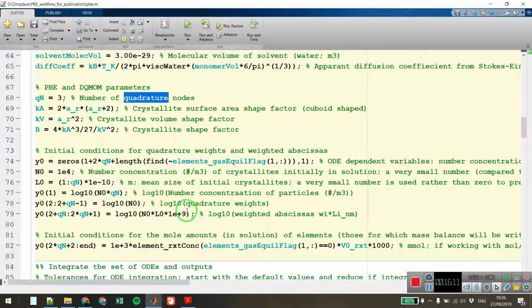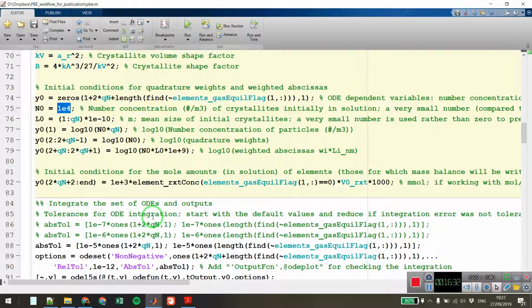We have to use a seeding scheme as described in the article. For numerical reasons, we cannot start with 0. So we provide a very small number concentration of particles and crystallites and very small sizes, and start integration by that. This is very small compared to the typical values we have in the precipitation system once nucleation starts. And we have to finally initialize the initial condition for different element concentrations.